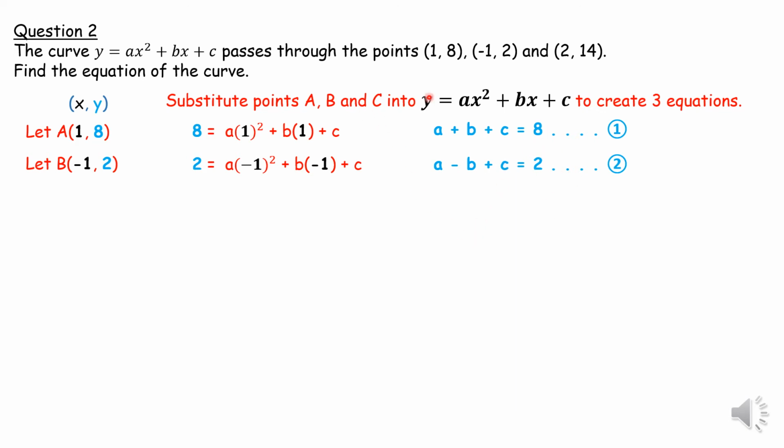I just want to do the third point and sub it into the function, and it's going to clean up nicely to 4a plus 2b plus c equals to 14. Remember, the 4 comes from 2 times 2, or 2 squared.